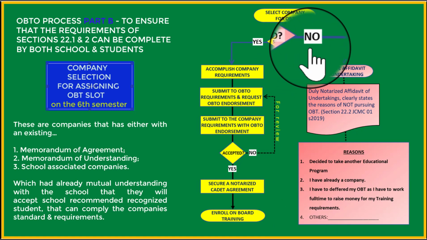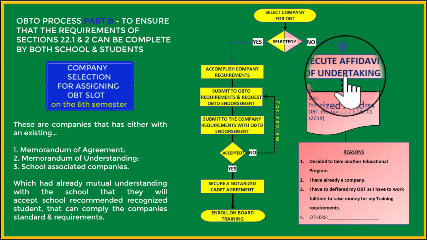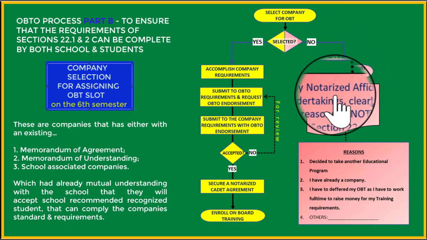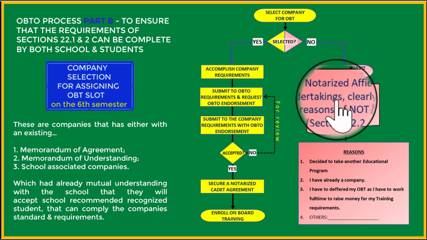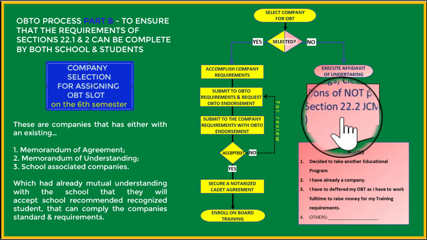So I repeat, if you don't select a company, you will execute an affidavit of undertaking. A duly notarized affidavit of undertaking stating clearly the reasons for you not pursuing your onboard training as a requirement of Section 22.2 of GCMC 01 2019.